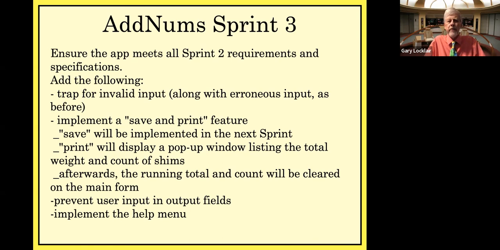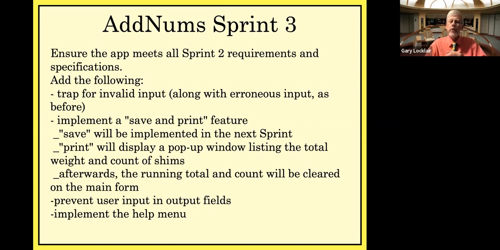Secondly, implement a save and print feature. Save, that part of the feature will be actually implemented in sprint 4. Don't worry about that now. Print, so now when the user says save and print, a new feature, I guess you need a new button somewhere. That will pop up a window. It will list the total weight and the count of shims. So this pop-up window is simulating printing out something. After the user selects save and print, the running total and count will be cleared. It will be reset. It's like doing that clear reset function.